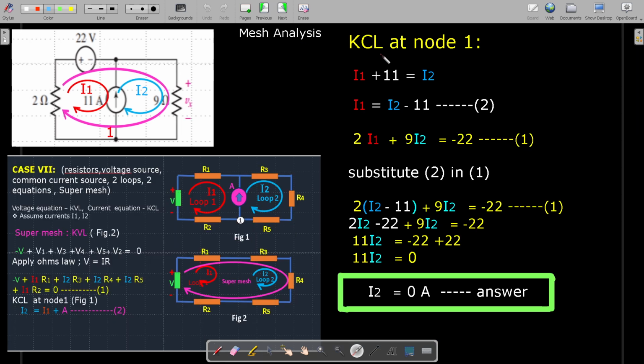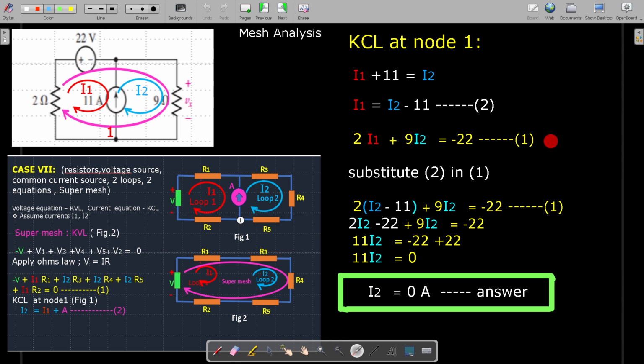Now we are going to apply KCL at node 1. As I told you already, this can be taken as node 1. At this node, the 11 amperes current is leaving. This I1 current is also leaving, but this I2 current is entering. So we can write the equation as the sum of the entering current is equal to the sum of the leaving current. So I2 current is entering, and I1 plus 11 are leaving. From this I can write the equation as I1 is equal to I2 minus 11. I have taken this as the second equation.